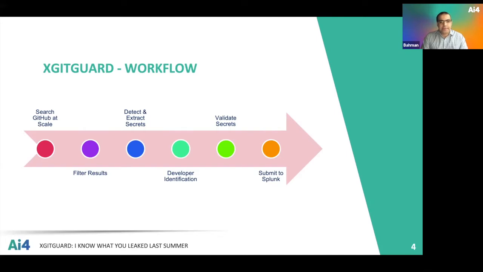So once that happens, then we have the developer identification part, and that's where XGITGuard will look into the historical commits and find out which developer, or which user, posted that secret on that repo. So we will get the contact information for that user, and then, as I said, it will go through the validation process, and this is where we validate that secret. We will come up with a confidence score for our detection, and the results will be submitted to a dashboard. So, for example, here it can be swap.